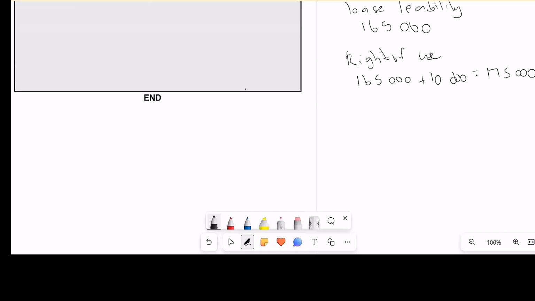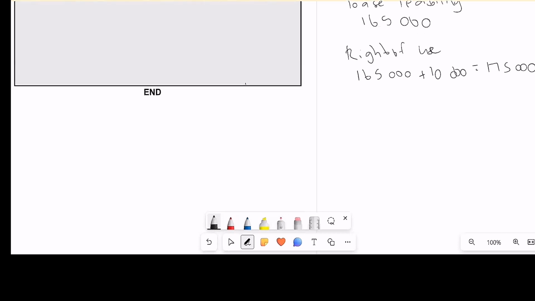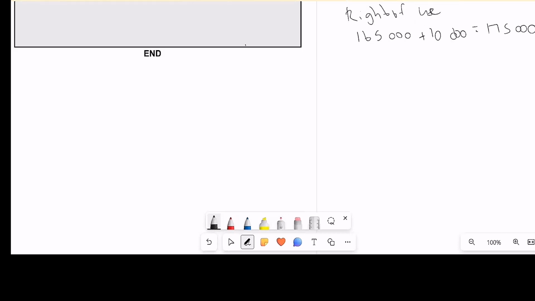So now we're going to have to do the journals for this. The journals are going to look like this. We're going to debit the right of use and we're going to credit the lease liability.